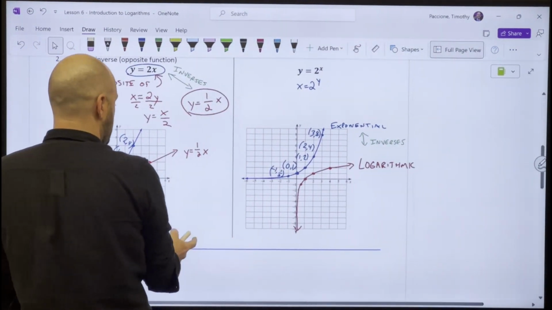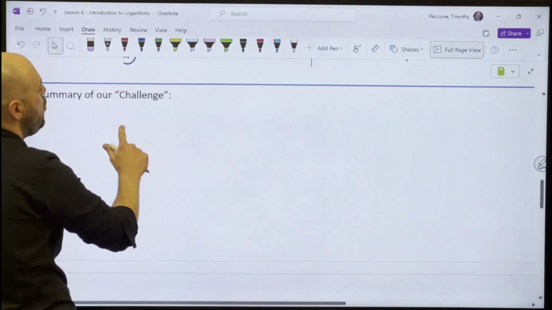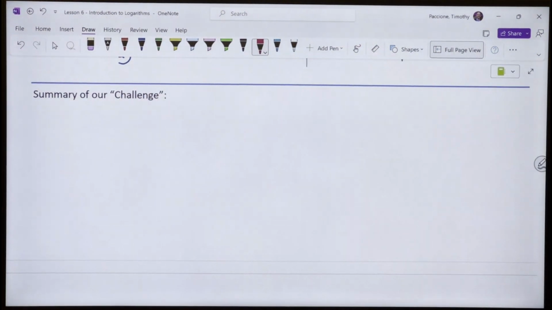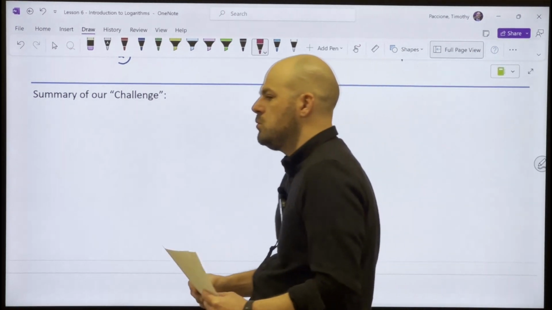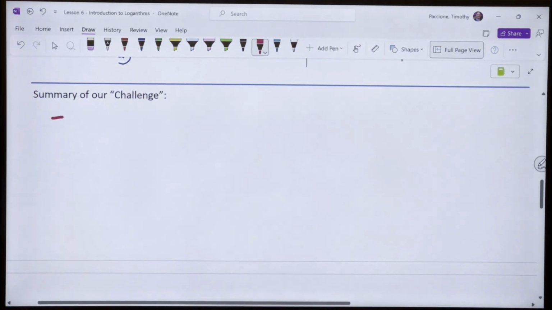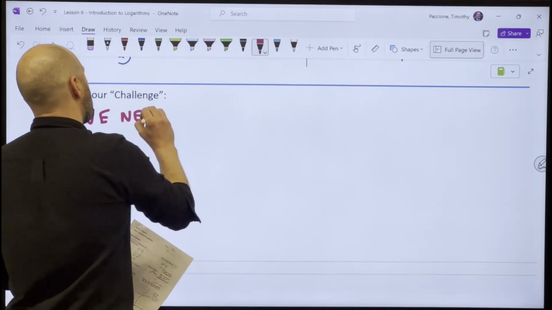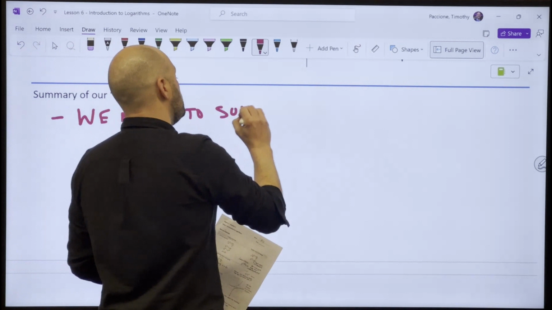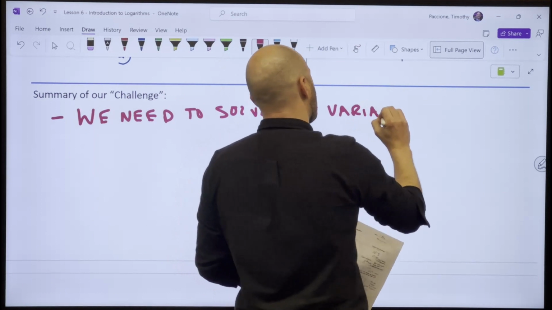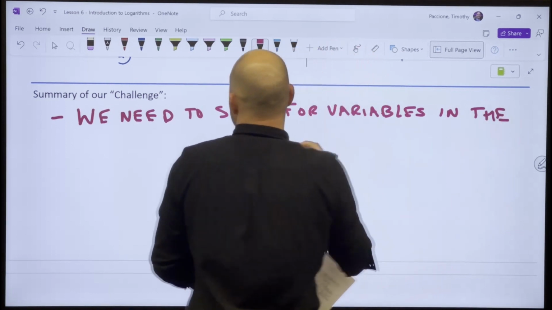So let's just kind of summarize the point of all that because it was kind of an exploring thing. What is the summary of our challenge? Well, think back to 5 to the x equals 20. What was the problem there? Where was our variable? In the exponent, and we don't have a way to solve for that. So our challenge is we need to solve for variables in the exponent.